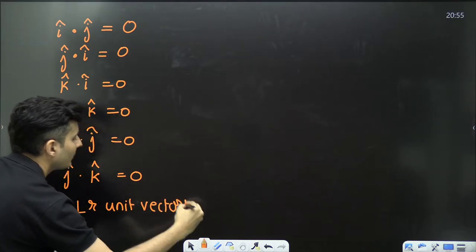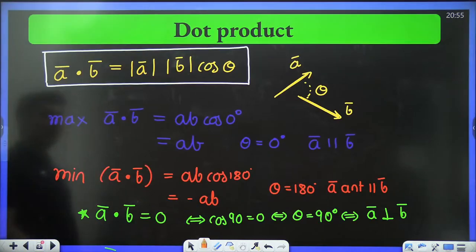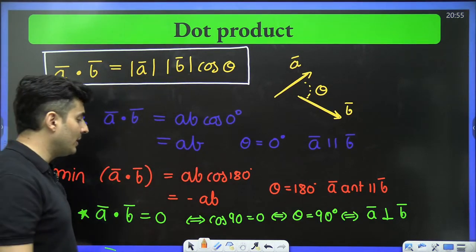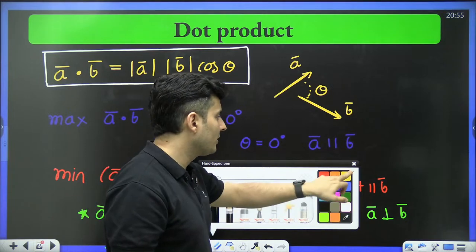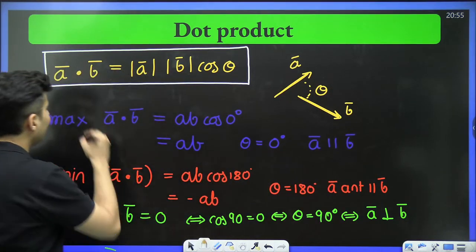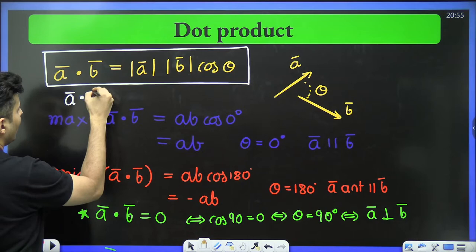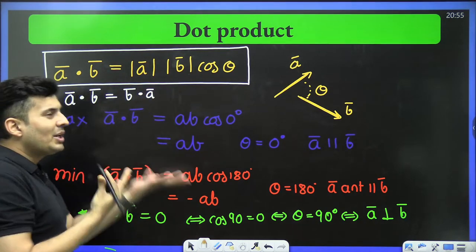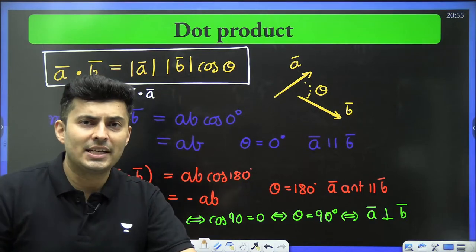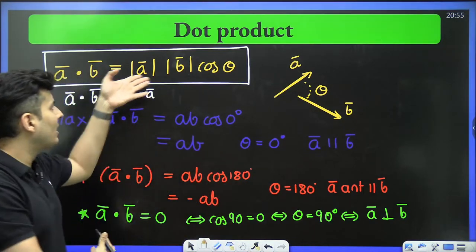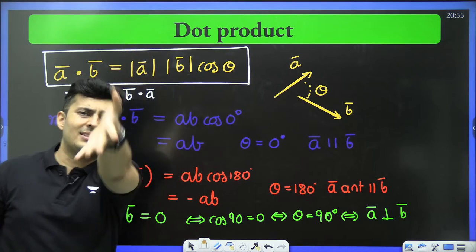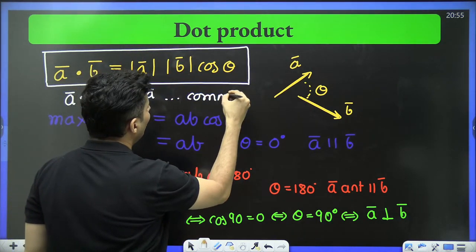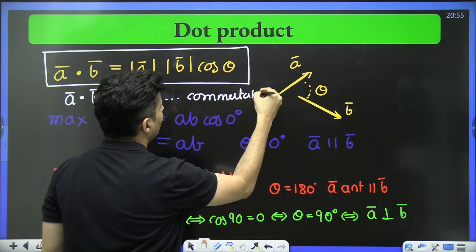Very, very easy. One more doubt I have. Is A dot B the same as B dot A? Come on, my dear warriors. What do you guys say? I feel, yes, it is the same. A dot B is the same as B dot A. AB cos theta or BA cos theta, does not matter, one and the same thing. So it is basically commutative.